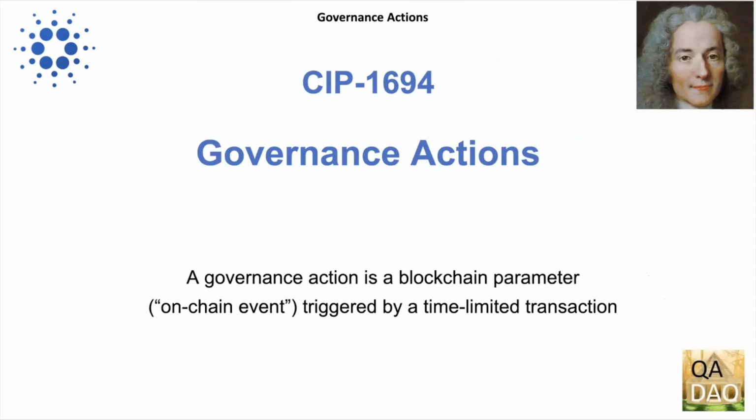Governance actions. A governance action is a blockchain parameter on-chain event triggered by a time-limited transaction. It has a deadline after which it cannot be enacted. An action is ratified once it has gathered enough votes to support it. If it fails to gather sufficient yes votes before its deadline, the action expires, or any action may be dropped subsequent to a motion of no confidence. Once ratified, an action is said to be enacted.